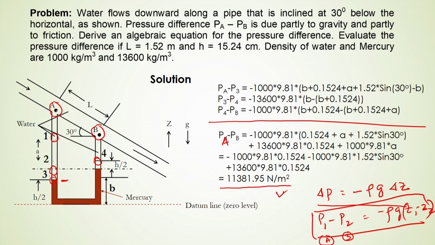Then what will be the pressure difference between A and B? You can easily calculate. So this is the general principle: by any U-tube manometer you can calculate the pressure difference by this principle.